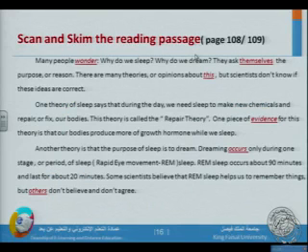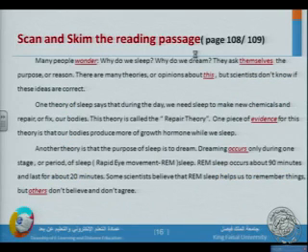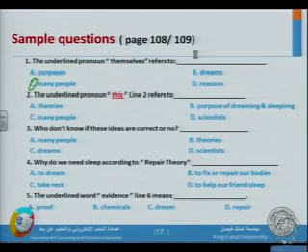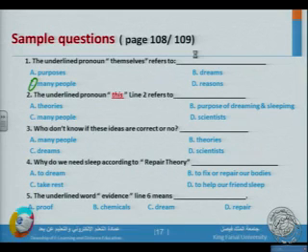The underlined pronoun themselves right here, they refers to the people, okay? It refers to many people. The underlined pronoun this, line 2: there are many theories or opinions about this. It is about what? About the purpose of dreaming or sleeping, okay? Who do not know if these ideas are correct or not? The scientists, as you can see.